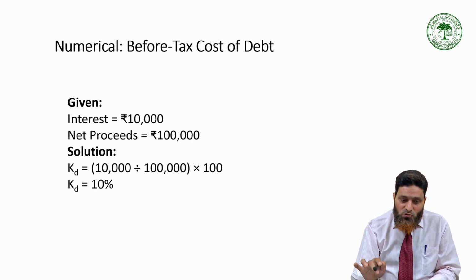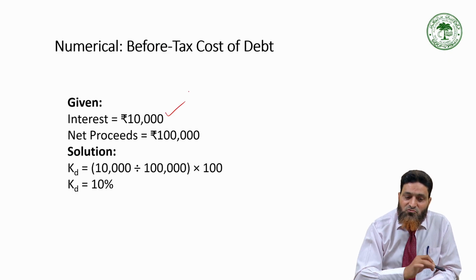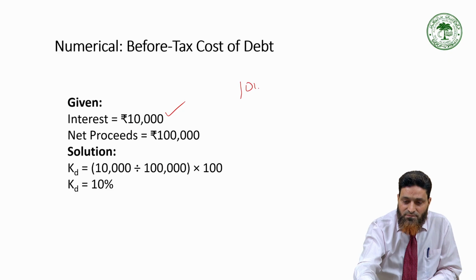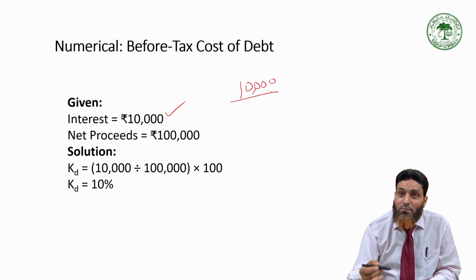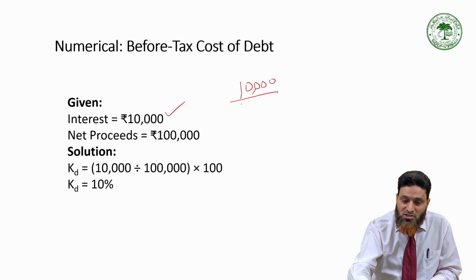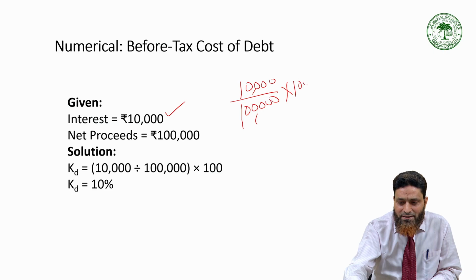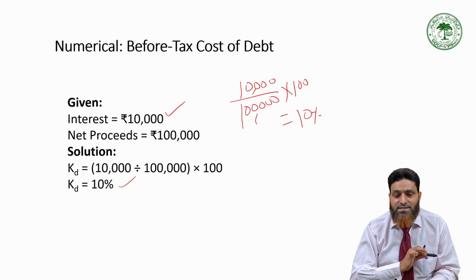Now some numerical question. Suppose interest payable is 10,000. This is the interest cost, 10,000. Net proceeds, the actual amount received by issue of this debt security, is 1 lakh rupees. So multiply by 100, there is no complication. So 10% is the cost of debt.